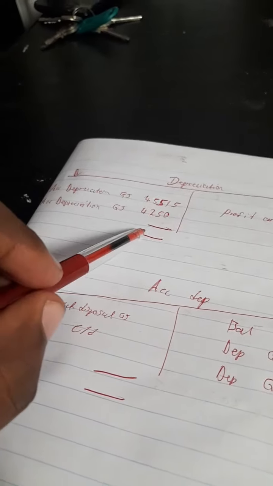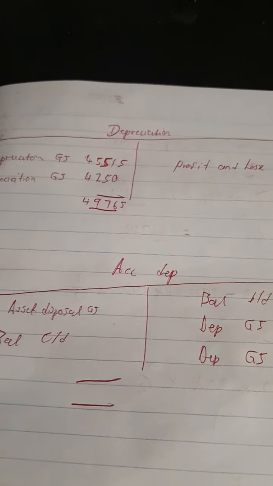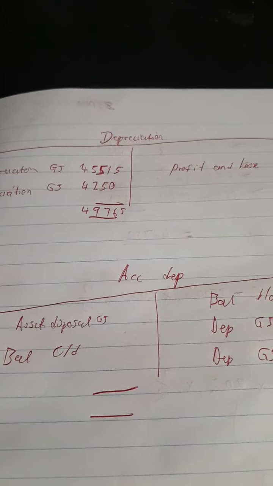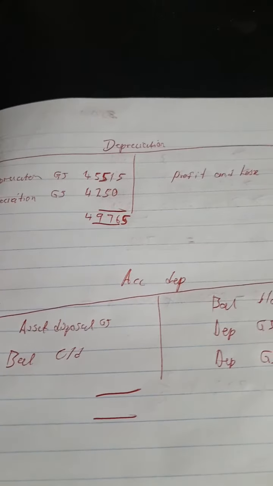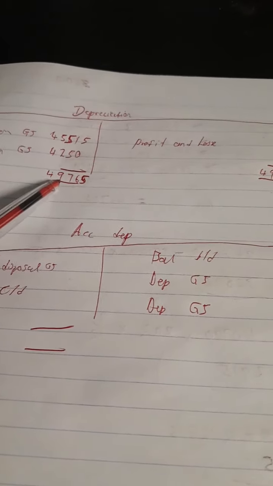From there, you are almost done. You are adding these two amounts. They give you this amount, and then you get your profit and loss. So we have calculated it. It gives us 49,765. Then on the other side, you are taking the exact amount, 49,765. Then how much are we going to get to profit and loss? You are still taking this amount, 49,765. So from there, we are done with the depreciation account.